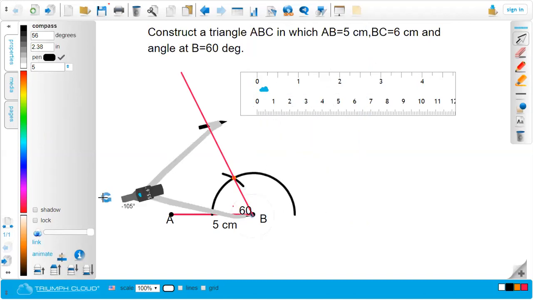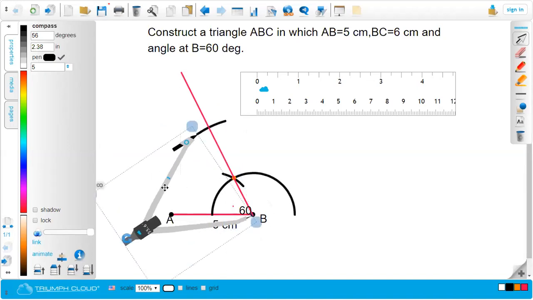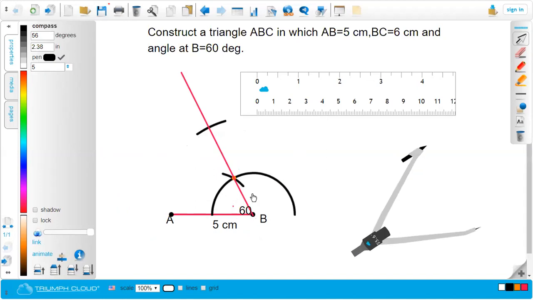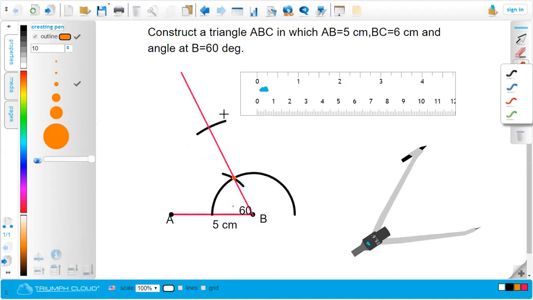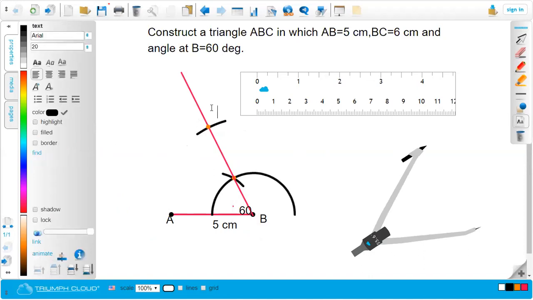So let's cut this line by the same arc, by the arc of 6 centimeter radius. Let's cut that line from the point B by taking the 6 centimeter radius arc. Here the point of intersection is the location of the point C. Let me write that this is just the point C.